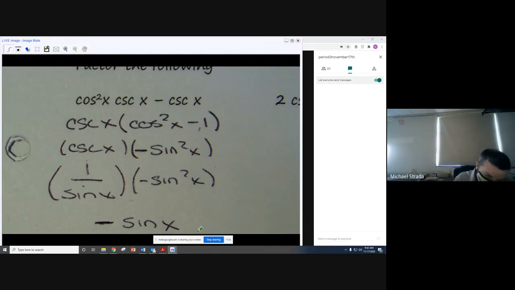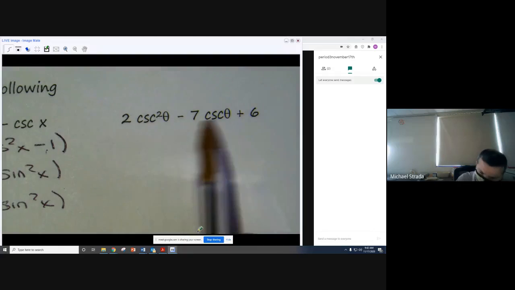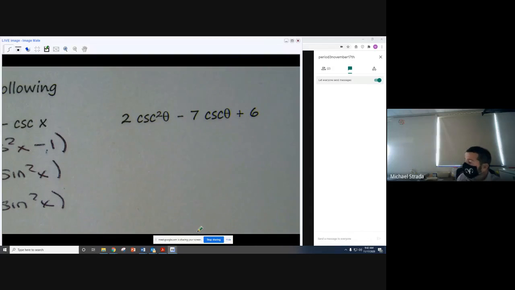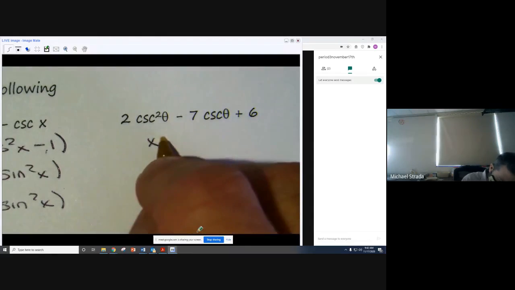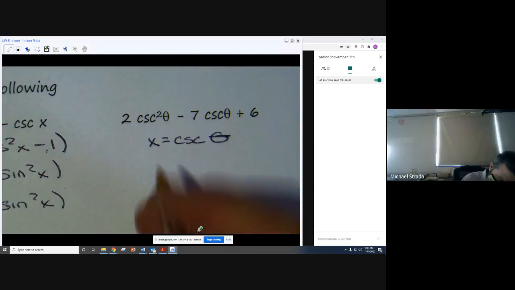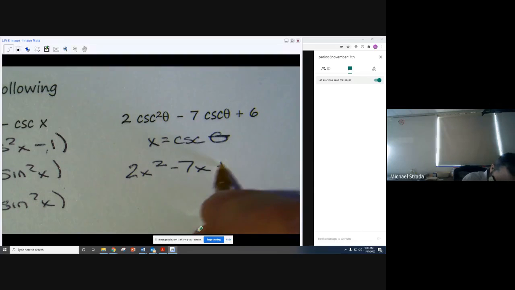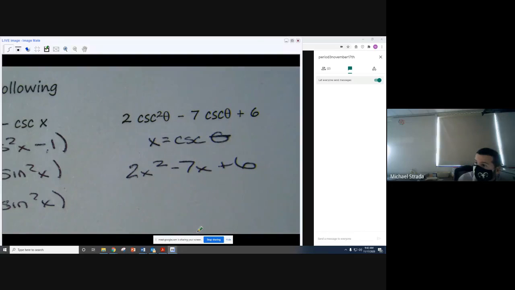Good. Next one over, 2 cosecant squared theta minus 7 cosecant theta plus 6. They're all in cosecant squared, one of them squared, one of them single, it's all the same trig. That tells you you factor like a trinomial. If you'd like, you make x equal to, and this is completely optional, x is equivalent to cosecant theta, and this becomes 2x squared minus 7x plus 6. All right, and then you're going to factor.